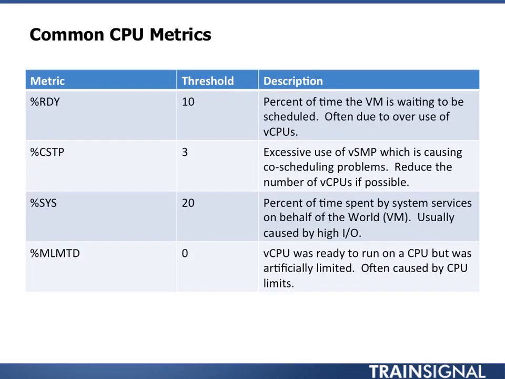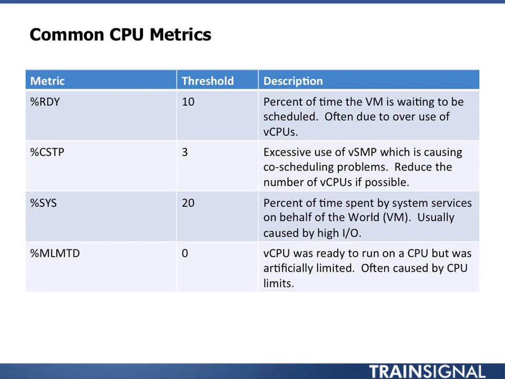So let's take a look at a couple of common metrics. One is percent ready. This is a percent of time a VM is waiting to be scheduled. This is a common one. So, for example, first of all, this is what happens if a VM is sitting there. It's ready to have a thread executed on a physical processor, and it can't because the vSphere scheduler says, hold on, I got other stuff going on. I'll get to you in just a split second.